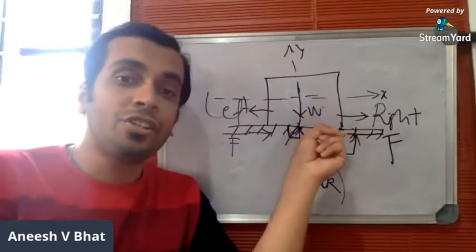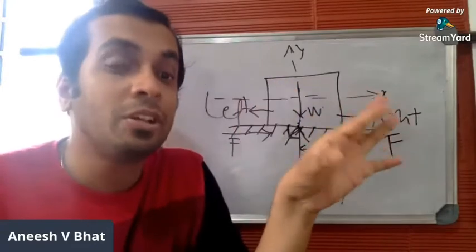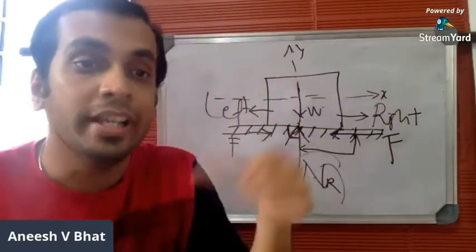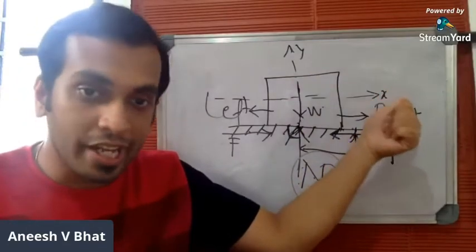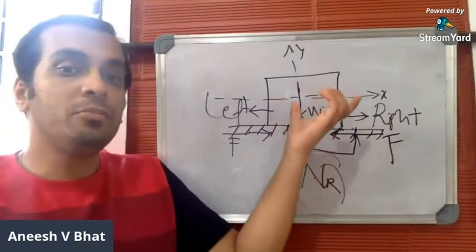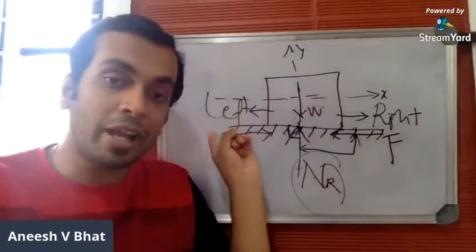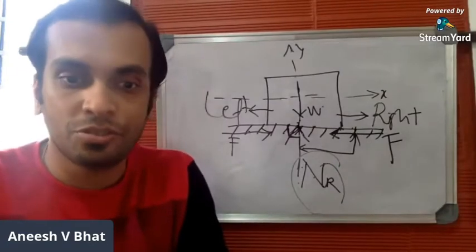Now, the direction of frictional resistance always depends on the direction of motion of the body. If the body moves horizontally to the right, then the frictional resistance will be acting horizontally to the left. If the same body moves horizontally to the left, then the frictional resistance will be acting horizontally to the right. This is how it goes.